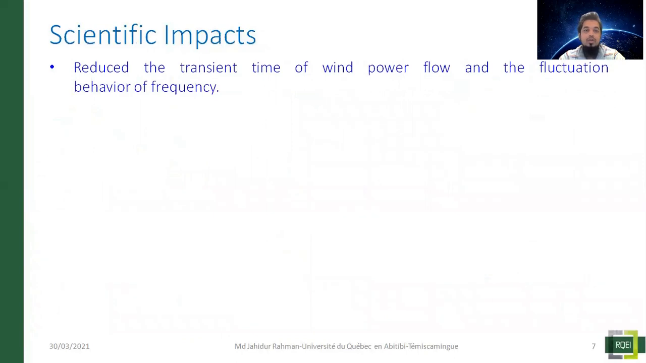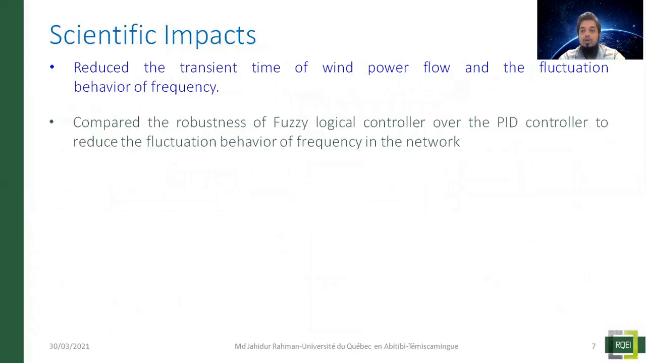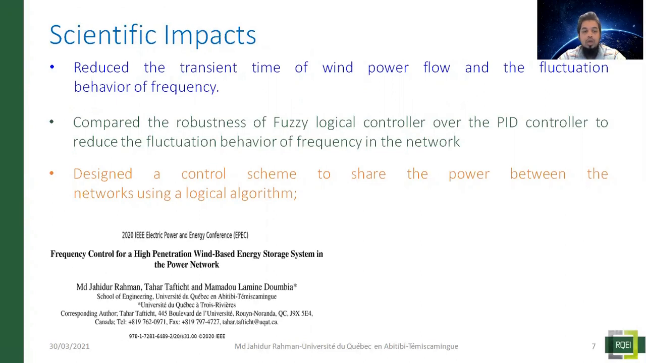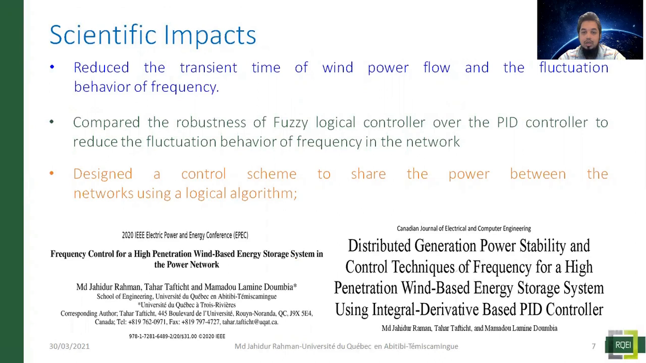As a scientific impact, the transient time of the wind power flow and the fluctuation behavior of the frequency are reduced, showing the robustness of the fuzzy logic controller over the PID controller in reducing the fluctuation behavior of frequency in the network. We designed a control scheme to share the power between the network using a logical diagram. We have published one IEEE journal in EPEC and submitted one journal article in the Canadian Journal of Electrical and Computer Engineering.